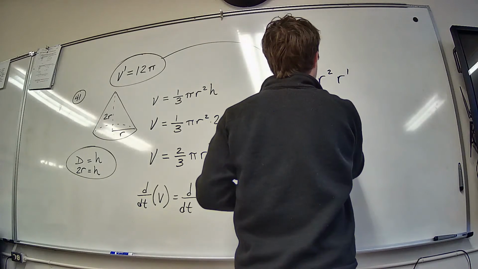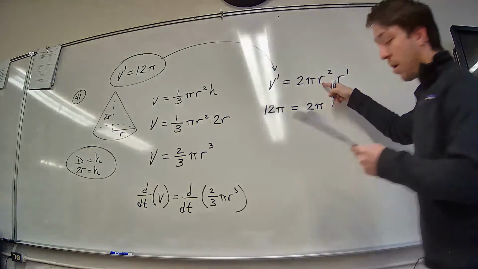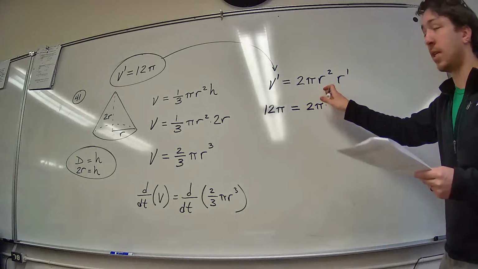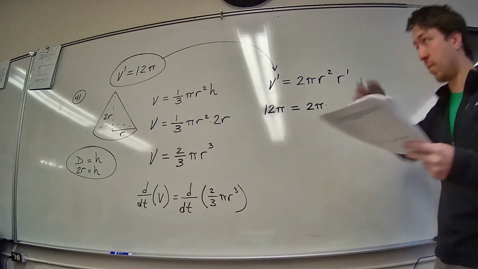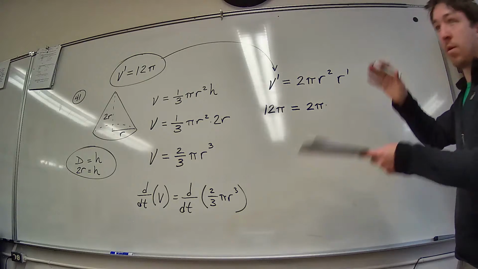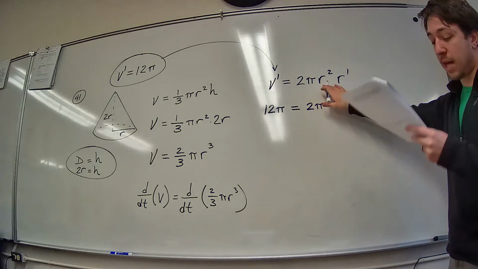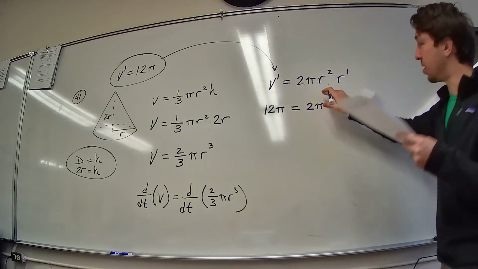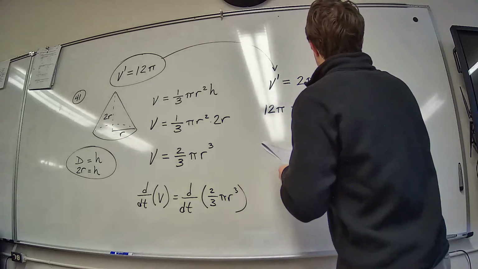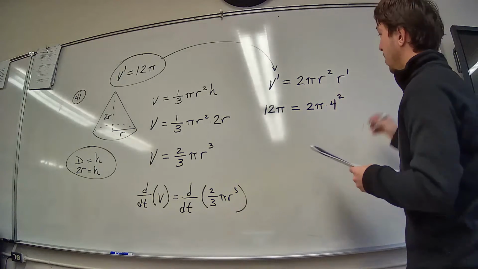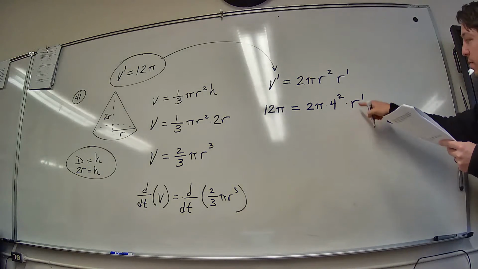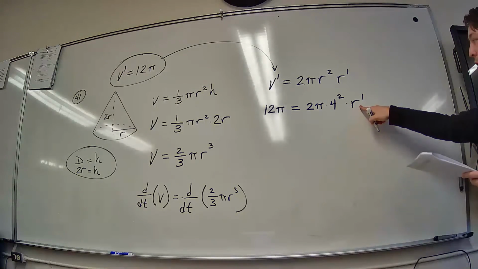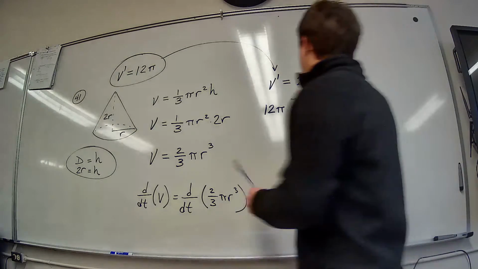Here we go. And it also tells us the moment, because you can see this depends on how big the cone happens to be at this moment. If the cone is really big, the answer is different than if the cone is really small. So it says at the moment when the radius is 4, so you plug 4 in for r. We're solving for the rate of change of the radius. So that's the only thing left that's unknown, so we feel good about that.